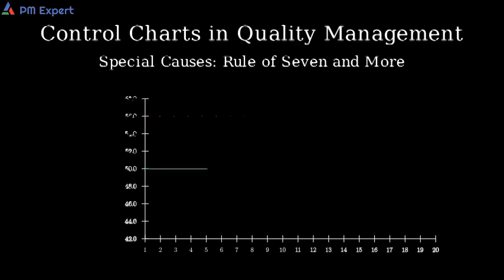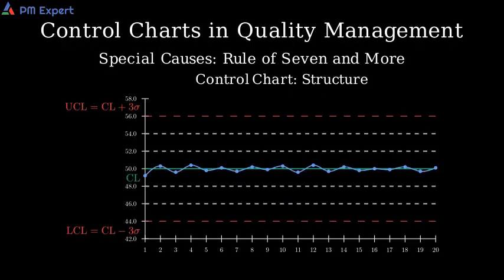In this video, we will learn control charts used in quality management. We will understand what a control chart shows, the rule of 7, and other special cause signals you must recognize quickly on projects. A control chart plots sample measurements over time.